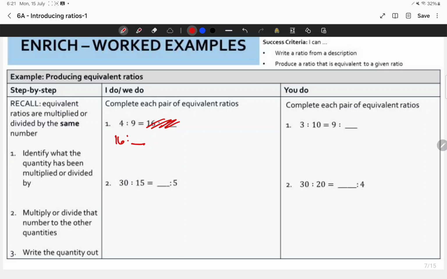So how did we go from 4 to 16? We times it by 4. So that means on this side, we have to times the 9 by also 4. So whatever you do on one side, you must do to the other. So 9 times 4, that is 36.